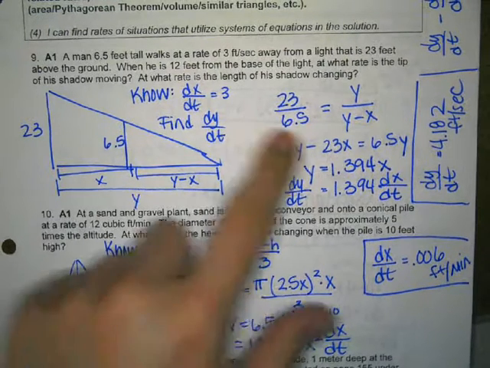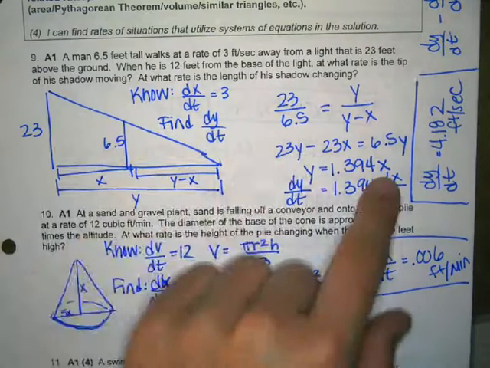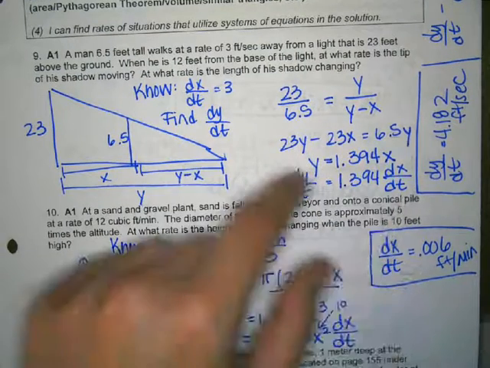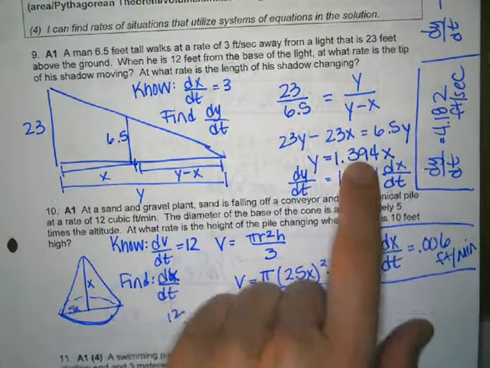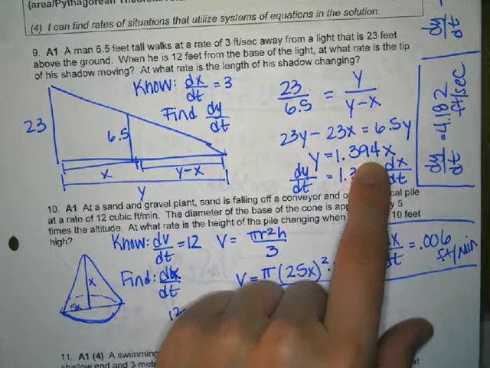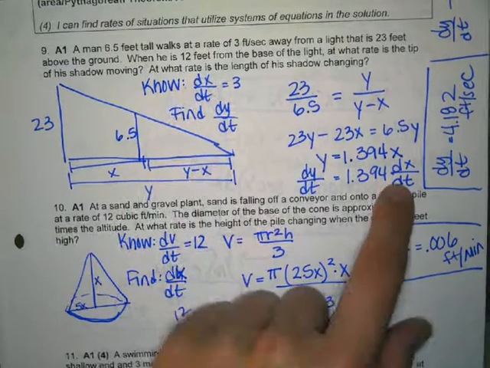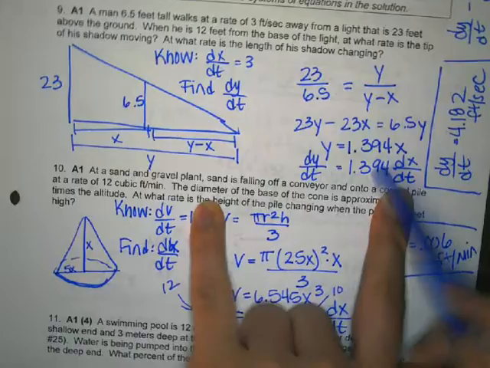And then we set up similar triangles. If you set up similar triangles and then get the y by itself, so I think I subtracted 6.5 and then divided 23x by whatever that number was, get that. And then I took the derivative of that to get this expression. I know dx over dt is 3, so I multiplied 3 and that together to get this value.